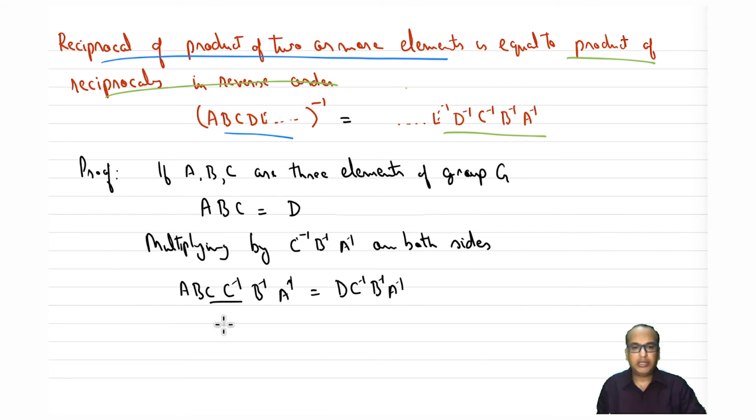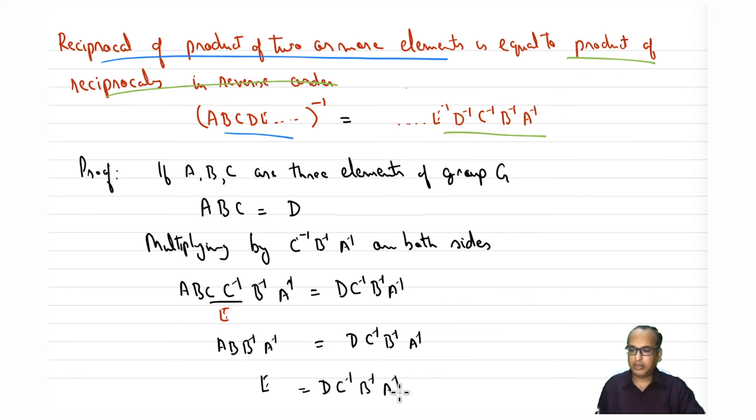Now this C C inverse will become E, right? So I can take this out because E commutes with everything. So I can write it as A, B, B inverse, A inverse, and E I don't need to write. This is equal to D, C inverse, B inverse, A inverse. Similarly, I can write this as E. Again, I can write A A inverse as E. So this is nothing but E is equal to D, C inverse, B inverse, A inverse, right?